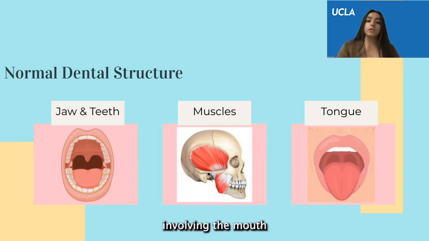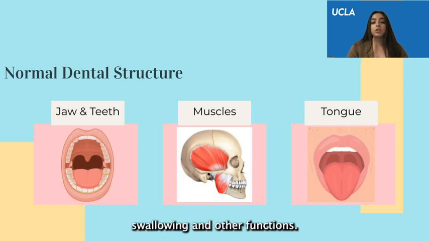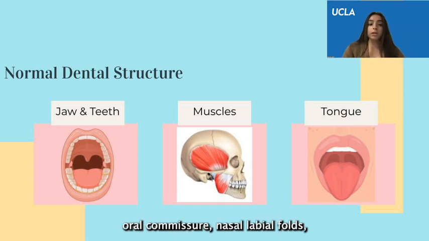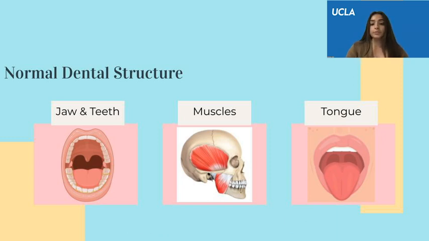There are many muscles involved in the mouth which assist in chewing, swallowing, and other functions. Masticatory muscles include the temporalis, masseter, medial pterygoid, and lateral pterygoid muscles. The perioral region includes the lips, oral commissure, nasolabial folds, marionette lines, and chin. All the muscles within these regions should be well functional enough to chew and swallow, etc.